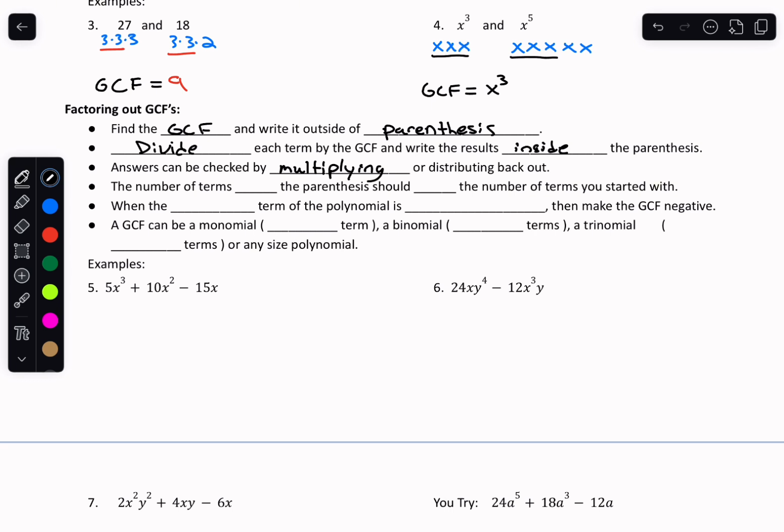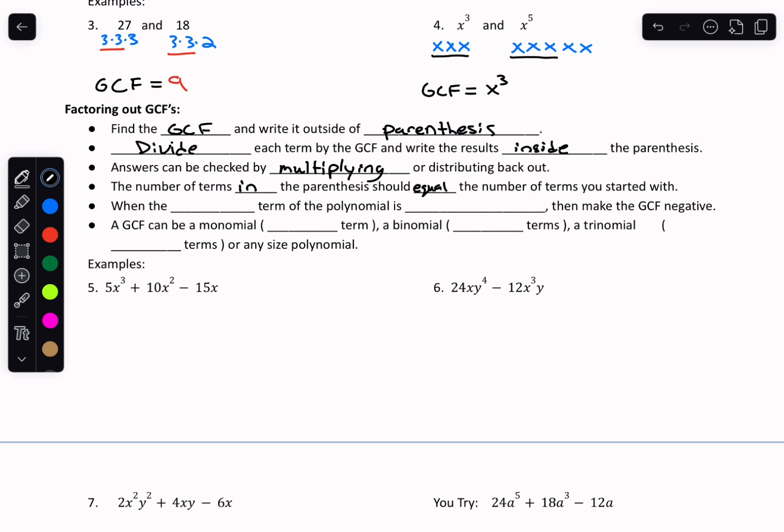Now, the number of terms in the parentheses should be equal to the number of terms that we started with, because we're not getting rid of any terms. We're just factoring a GCF out of those terms. So we should always have the same number of terms in the parentheses that we began with.